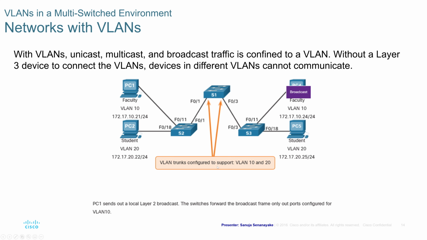So, VLAN trunks are configured to support VLAN 10 and 20 only in this case. In that case, those trunks are going to communicate across VLAN 10 and VLAN 20 data, but no other data. Therefore, we basically isolate networks into segments using the VLAN configurations on that network.